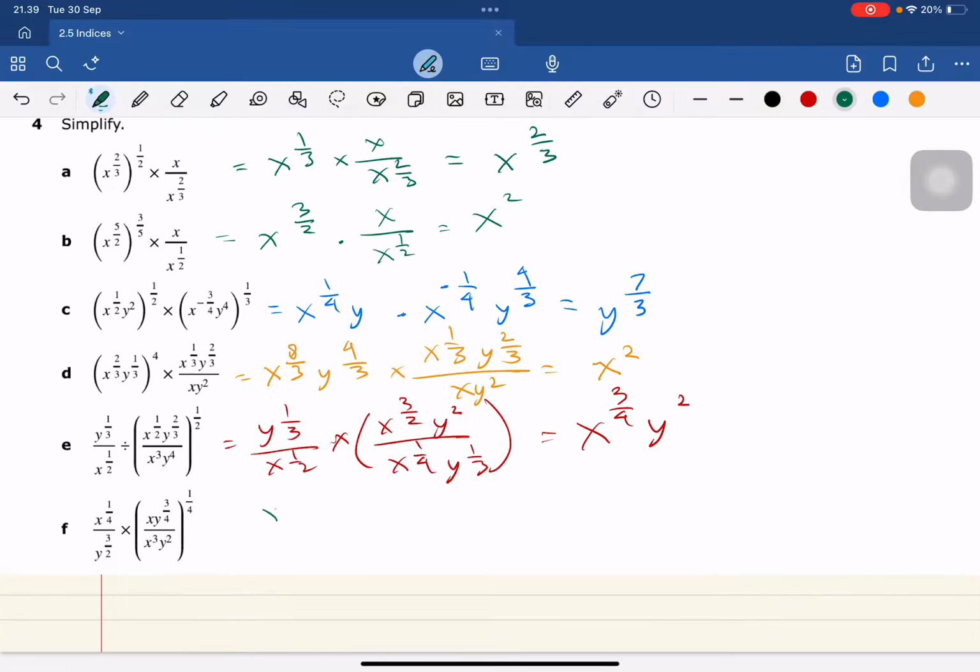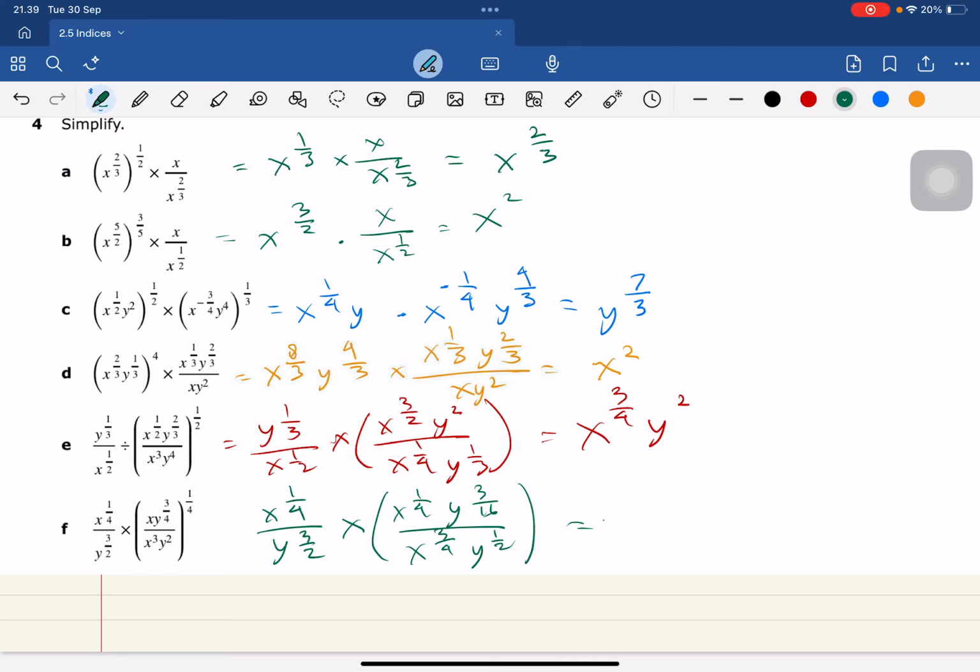Okay, this is still x power of 1 over 4 and then y power of 3 over 2 multiplied by x power of 1 over 4 and then y power of 3 over 16 divided by x power of 3 over 4 y power of 2 over 4 or 1 over 2. Remember, if the bases are the same, x with x, we can add the powers. If the bases are the same like y divided by y, we can just subtract the powers.